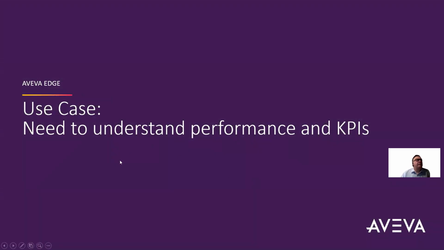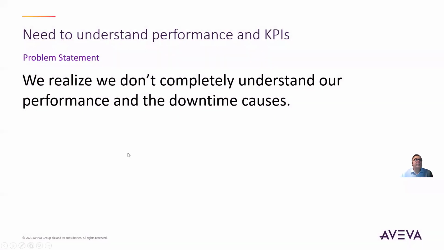The next use case is something that we hear a lot of: we need to understand what's going on, the performance and the key performance indicators. And there are many different variations of this theme or idea. It really comes down to, we realize we don't completely understand our performance and the downtime causes, the key performance indicators, however you may call this, whether it's OEE for overall equipment effectiveness or just data logging or trending in general.